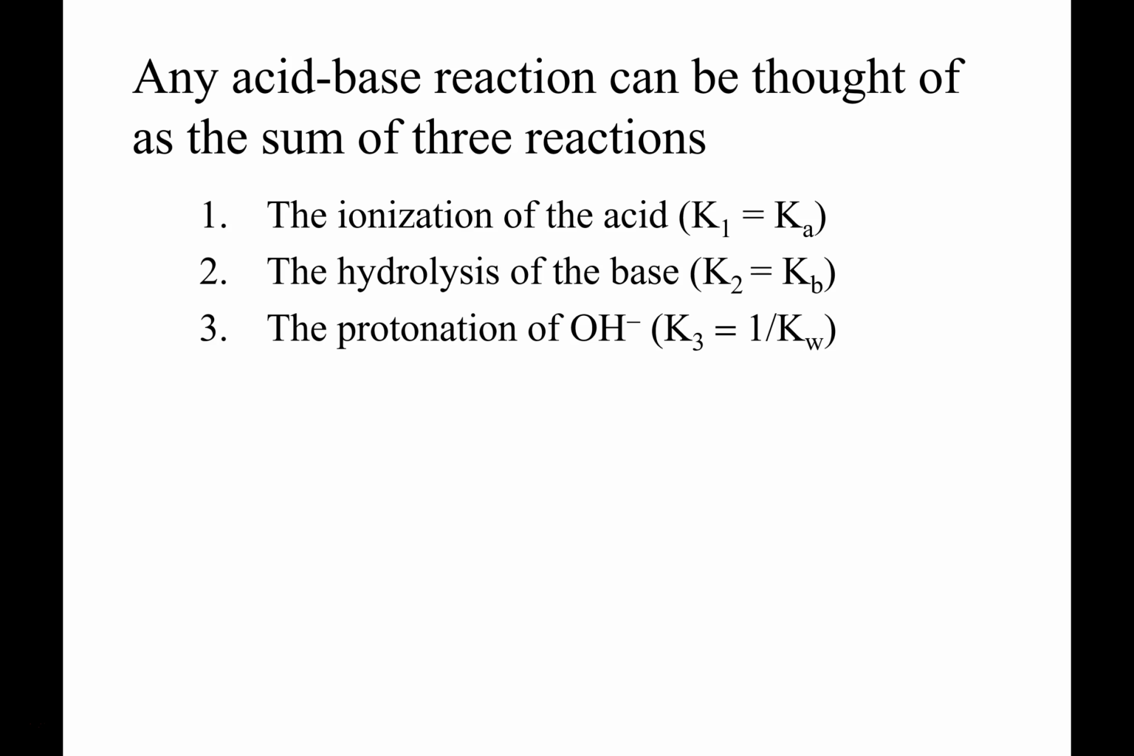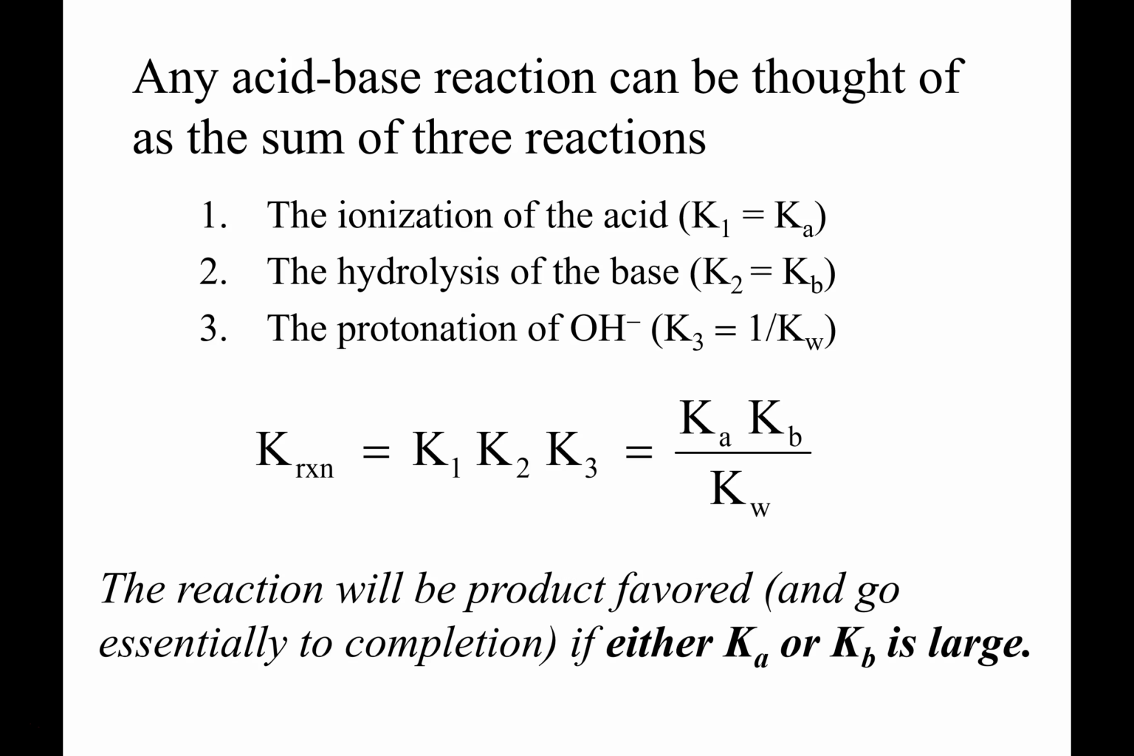So we can describe it in these 3 steps. Then the overall equilibrium constant will be these multiplied by each other. So check this out. K1 times K2 times K3 is equal to Ka times Kb divided by Kw. So, in other words, as written, in order for our reaction to proceed from left to right, we will be looking for a big number. And to get a big number, you want your Ka or your Kb high.